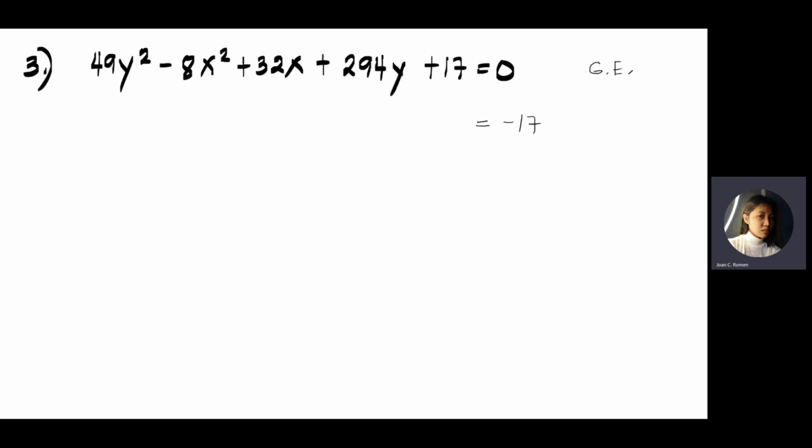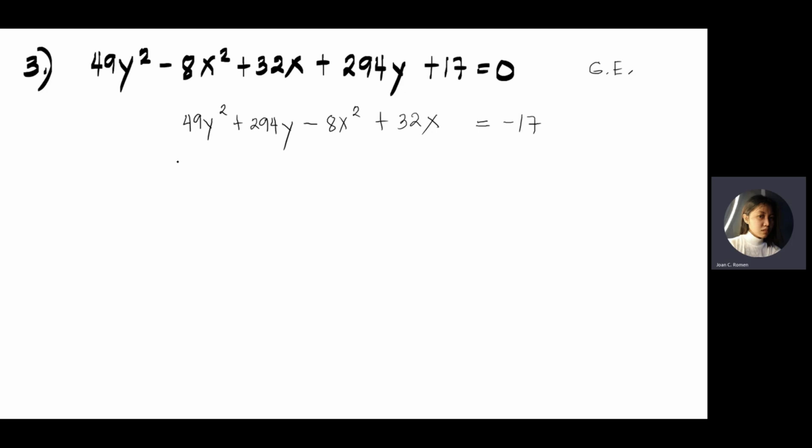So, since positive yung y natin dito, so uunahin natin si y. So, first term will be 49y squared. Sunod, yung may y pa rin, plus 294y. Next is minus 8x squared plus 32x. So, yung 17, nilipat na natin sa kabila, kaya naging negative 17. Again, next step is maglalagay na tayo ng grouping symbol.